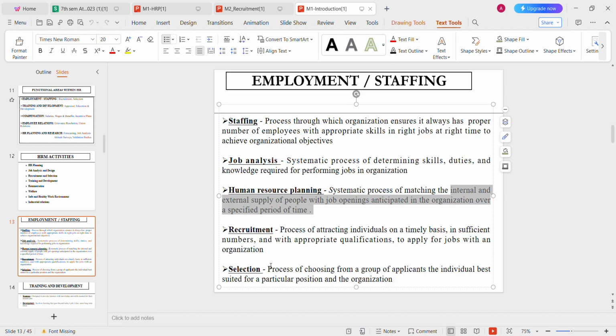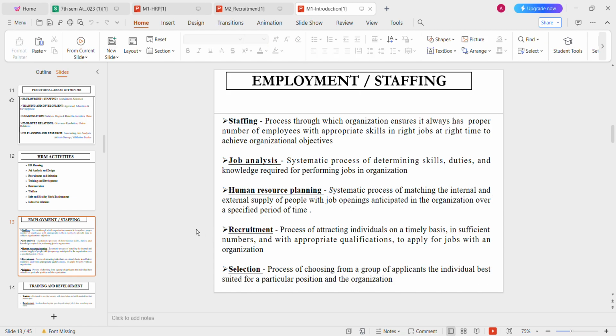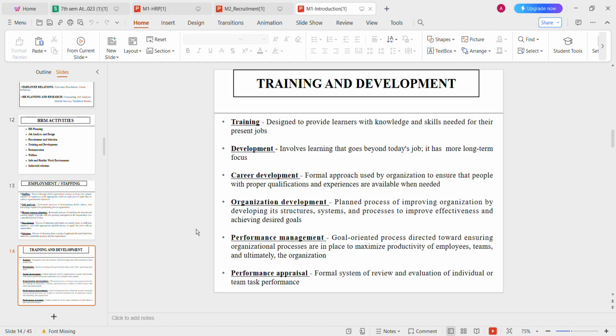The next is about recruitment and selection. See, what is the major difference between recruitment and selection? Recruitment is basically a positive process. Basically, they try to attract the people. Selection means picking up the right individuals. Basically, it is choosing from a group of applicants the best suited for the job. The next is about the training as well as the development.